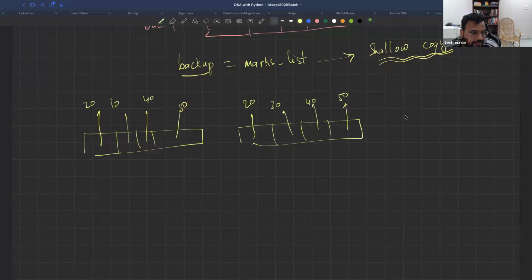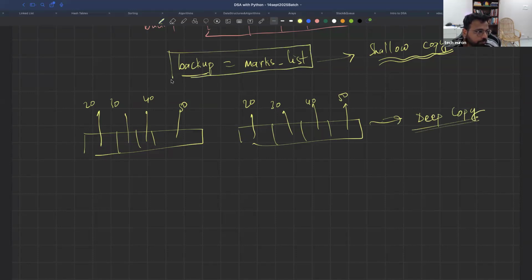If you do it the other way, then it is called a deep copy. Normally we don't do deep copy, we do shallow copy. When you are running this line, this is a shallow copy of marks list and backup. So this you have to keep in mind. If you want to do deep copy, there is a module in Python. You have to import copy and then use copy.deepcopy.